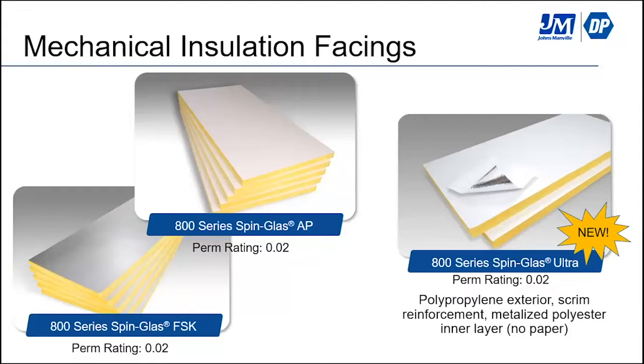Coming out in the next few days, we are launching an addition to the 800 series fiberglass board line. It is a facing that is an ASJ facing. It's similar in terms of application, but the composite is different. It has a polypropylene exterior, and it does have the same scrim reinforcement, uses a metallized polyester on the interior layer to create the vapor retarder. So in all three cases, the performance on these products is similar in that they have a 0.2 perm rating, so quite good for slowing the moisture drive that could be present in a system.